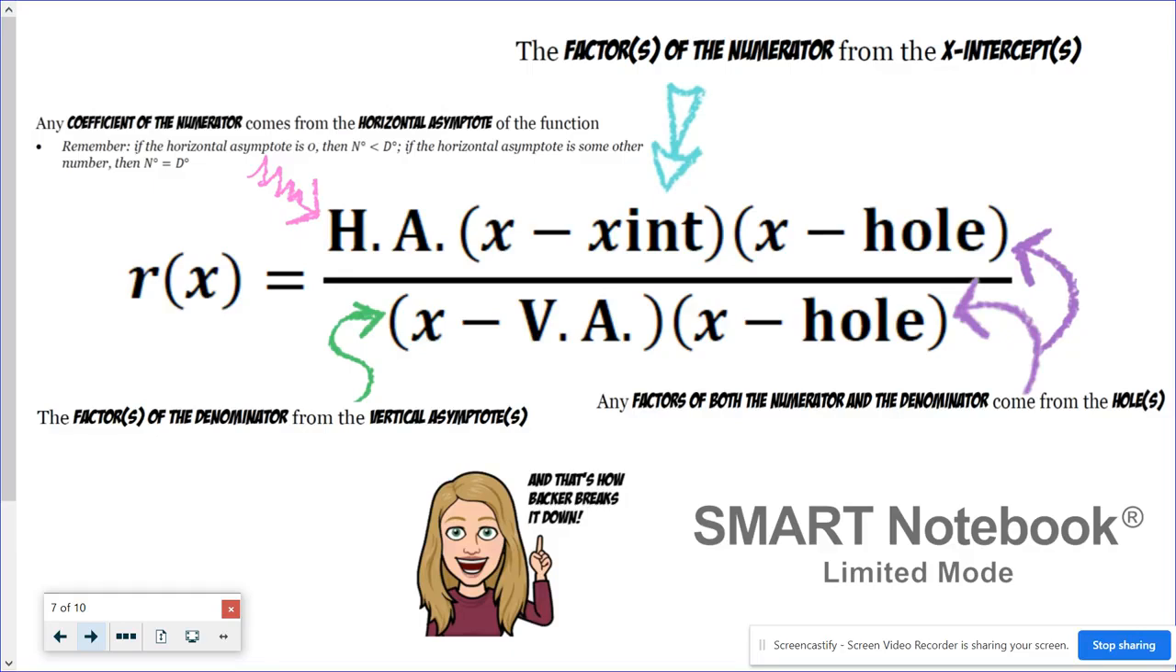And if you have any holes, you'll have a common factor of x minus the x-coordinate of the hole in both the numerator and the denominator. And that's how Becker breaks it down.